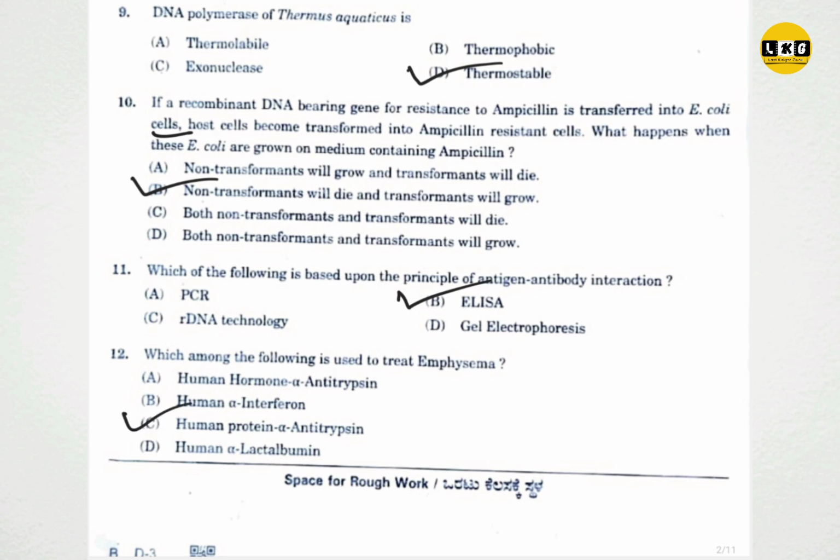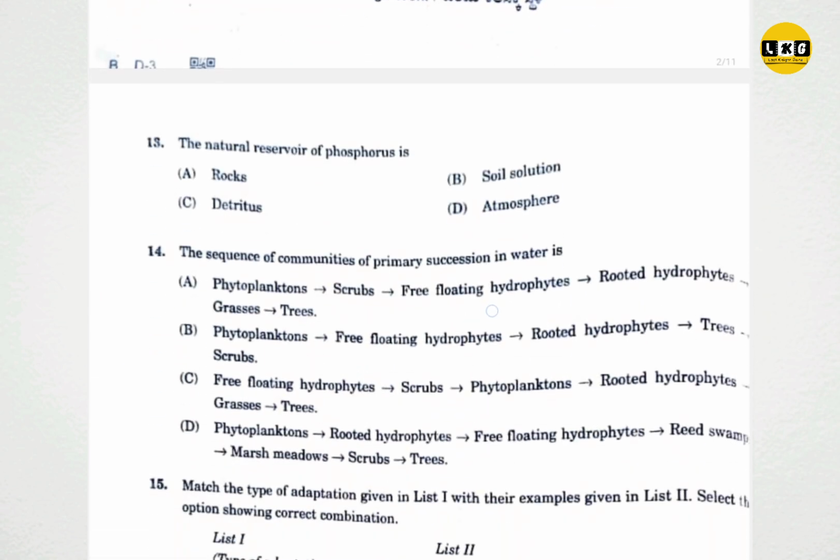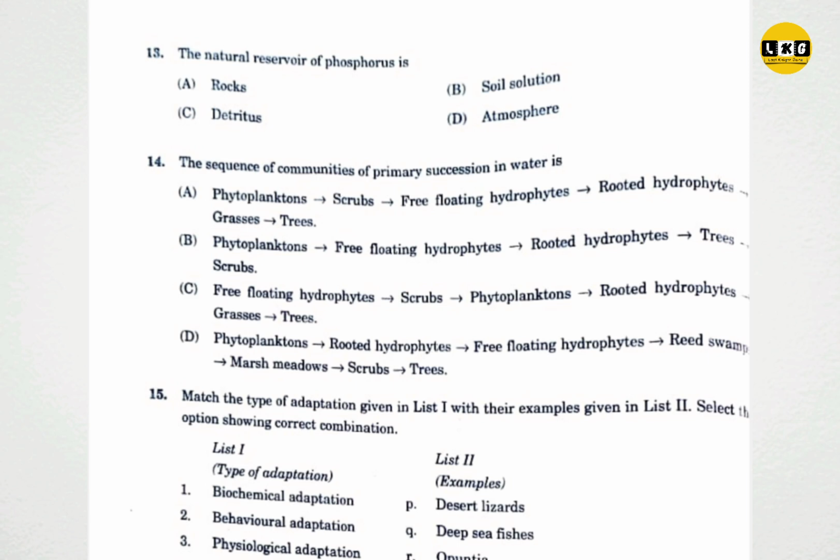Hence, option C will be the correct one. Next question. The natural reservoir of phosphorus is, so phosphorus is found in the lithosphere. So the reservoir of phosphorus is rocks. So option A, rock.